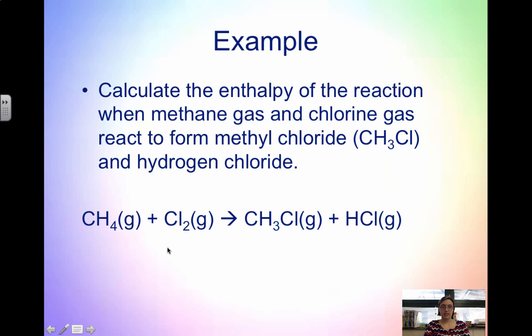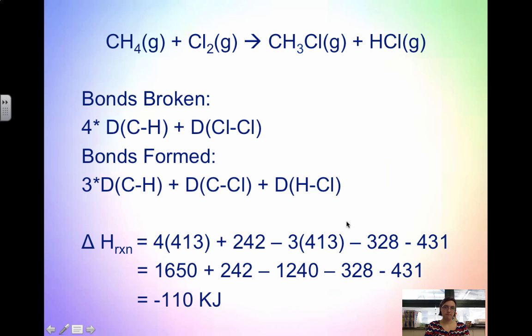So the reactants, those bonds are being broken. So here we have CH4. Well, that means we have a CH bond, but we have 4 of them. So we have 4 CH bonds and 1 Cl bond, right? Because it's just 2 Cls bonded together. So we have 4 CH bonds breaking, 1 Cl-Cl bond breaking. And then we have 3 CH bonds forming, 1 CCl bond forming, and 1 HCl bond forming.